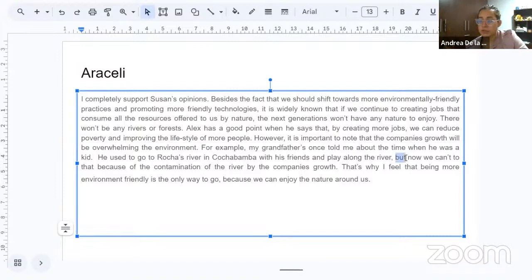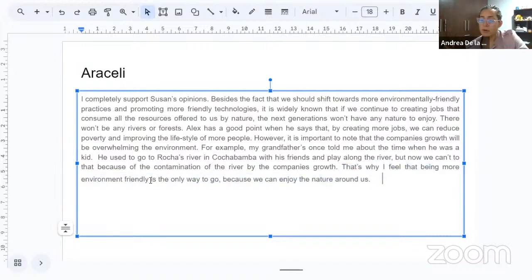We have another transition here, right? Another connector, but now we could say, nevertheless, we can't do that now because of the contamination of the river by the company's growth, right? Separate the ideas. And finally, as for your conclusion, that's why I feel that being more environmentally friendly is the only way to go. Okay, I think it's good.